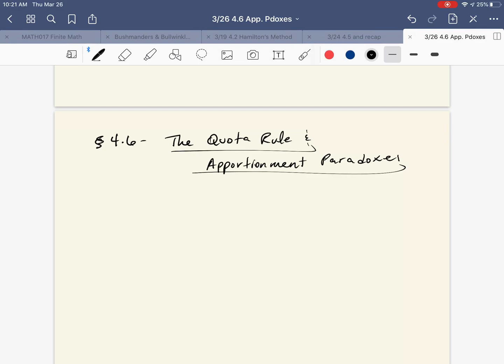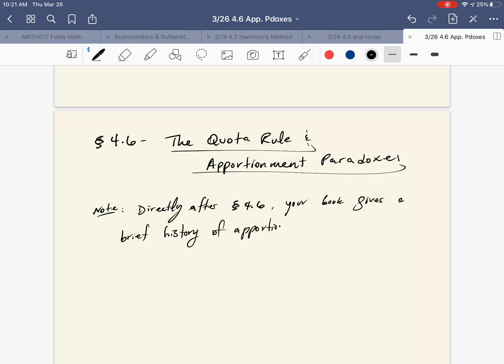If you go into your textbook at the very end, right after section 4.6, there is a little historical section on our nation's history with apportionment. Directly after section 4.6, your book gives a brief history of apportionment in the U.S. I'm just telling you because I actually had a great time learning about how this stuff has worked in our own country. If you're interested in reading it, I know I'm also not the source of information, so take a look at that.